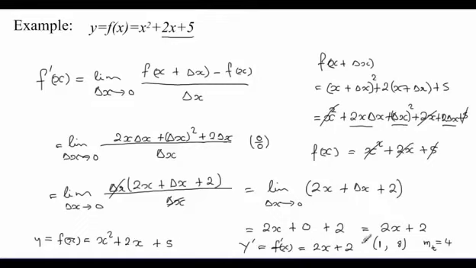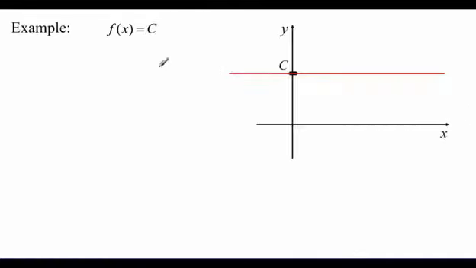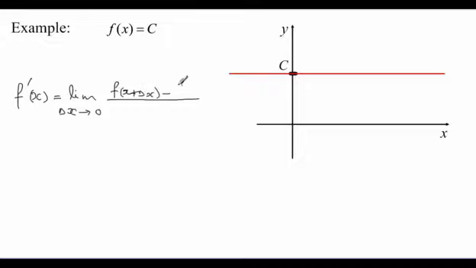So lastly, let's look at a very interesting example, which is this one. In this case, we've got a function f of x equals c, and you can represent it this way on a system of coordinates. Now, if we want to get the derivative, we'll do exactly the same thing: f prime of x equals the limit as delta x approaches 0 of f of x plus delta x minus f of x, over the change in x.